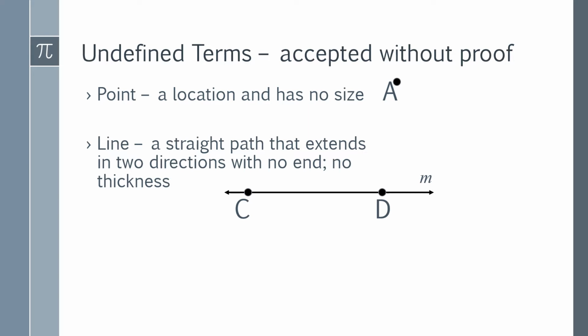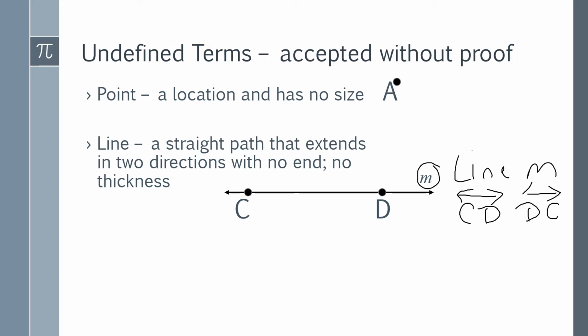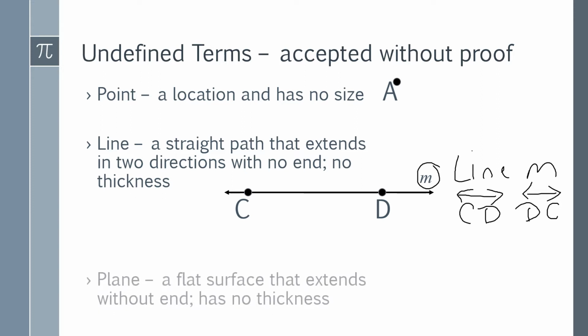We can name this line M, which is the little small letter. We can call this line CD, but this time we have to put the line symbol above it. Or we can also name this line DC. It doesn't matter the arrangement of the capital letters as long as you have the line symbol above it.